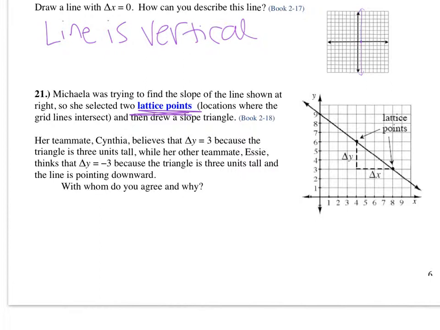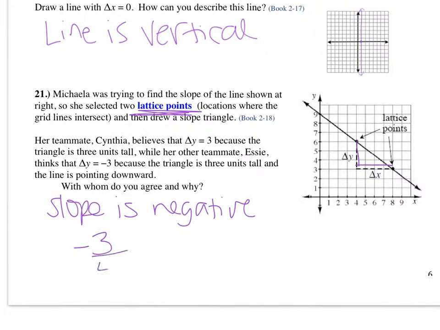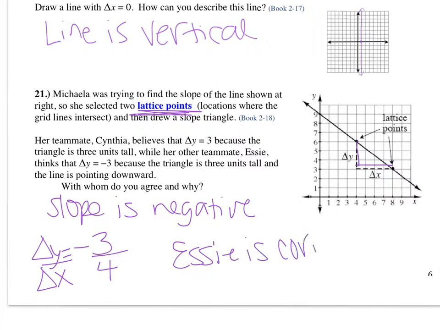So if we take a look at this line, it is decreasing. So the slope is going to be negative. So we make a note, slope is negative. So if we take a look, we are going down 3 units, and then we will go over 4 units. So the slope is going to be -3 over 4. So the change in y is -3, the change in x is 4. So Essie is correct. So she's correct because the line is decreasing.